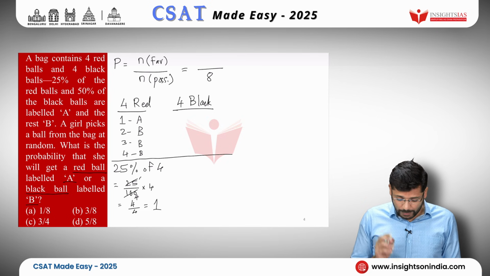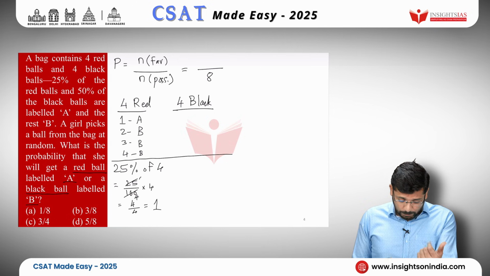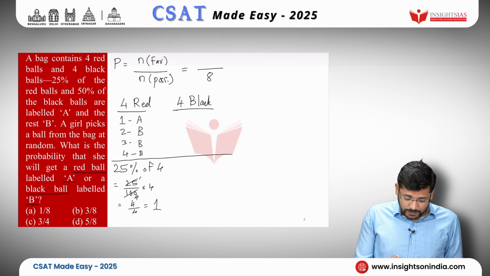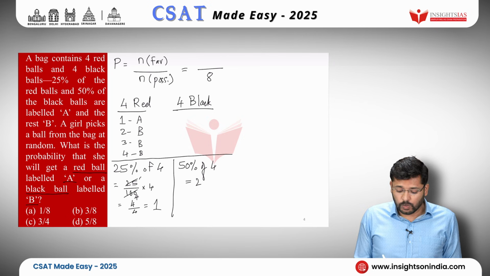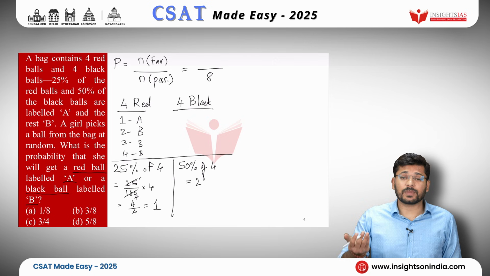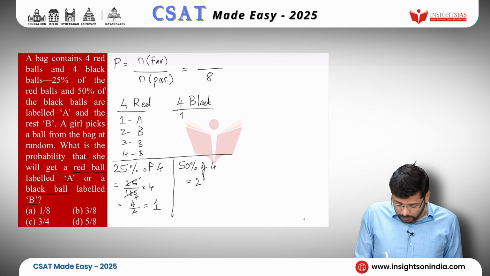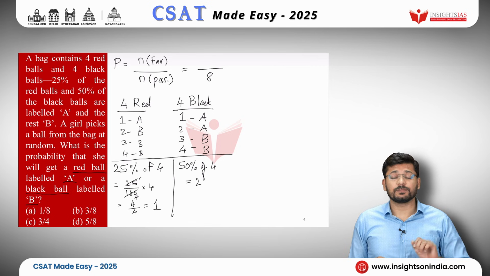Now, let's talk about black balls. 50% of the black balls are labeled A. What is 50% of 4? It is easy, right? 50% is nothing but half. So, half of 4 is 2. So, 2 black balls have been labeled A, and the other 2 are B. So let's call them first ball, second ball, third ball and fourth ball. Let's say the first ball is labeled A, the second ball is also labeled A. However, the third one is labeled B and the fourth one is also labeled B.